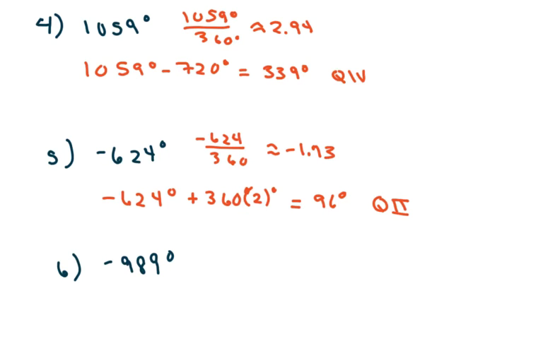And for the last one, we're going to take negative 989 and keep adding 360. So when you add 360, or if I add 720, you notice that that's not going to make it. So we're going to add another 360. You can add those two if you want, and you should get 91 degrees, and that's in quadrant 2 again.